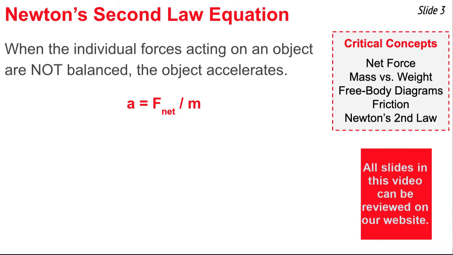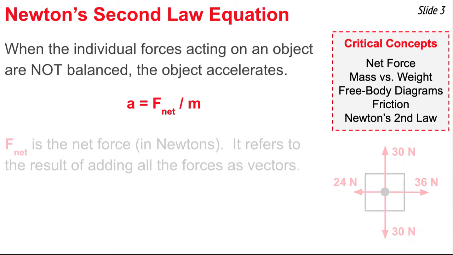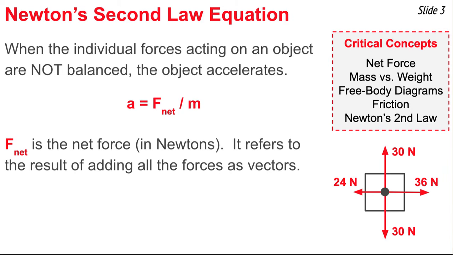When the individual forces acting on an object are not balanced, what we know about the object is it's going to accelerate with an acceleration that's directly proportional to the net force and inversely proportional to the mass. We often express this in the form of an equation like the one you see here, a = F_net divided by m. The F_net in this equation is known as the net force. It's measured in newtons, and it refers to what you would calculate if you were to add all the forces as vectors. It's sometimes called the vector sum of all the forces.